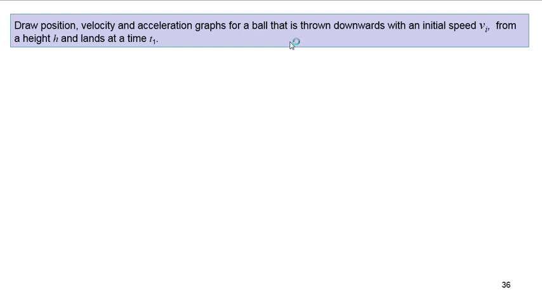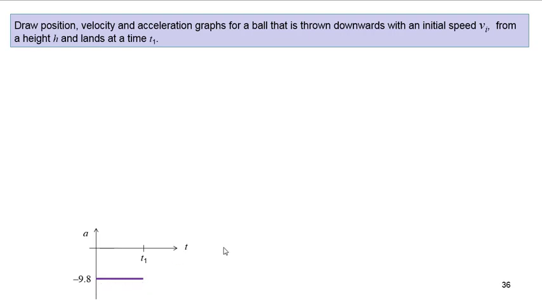Let's do another one. It's very similar. The only difference here is that the ball is thrown downwards with an initial speed instead of being dropped. So press pause, take some time, look at the graphs you just drew, and think about what's different in those graphs. What's the same from those graphs in this case? And see if you can draw the three graphs for this problem. Then press play when you want to go through it with me. So again, I'm going to start with the acceleration graph.